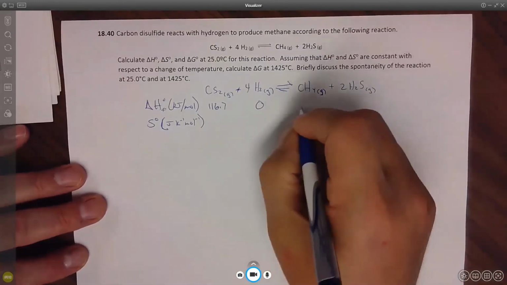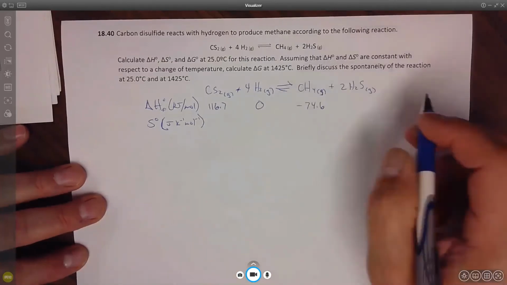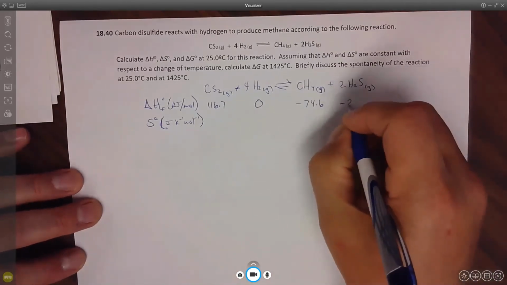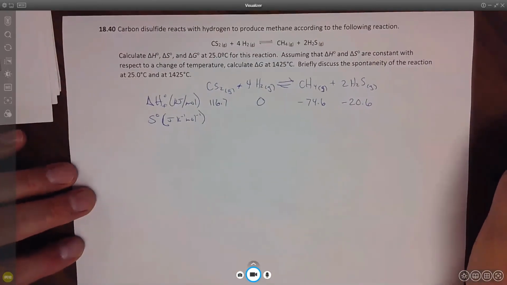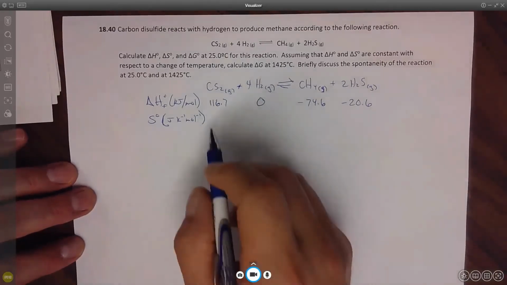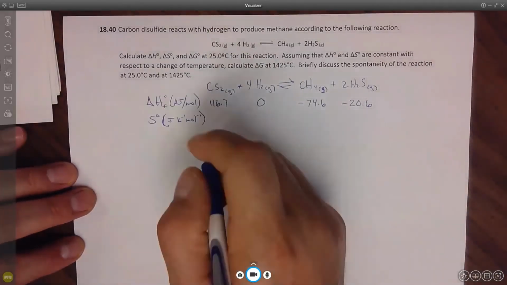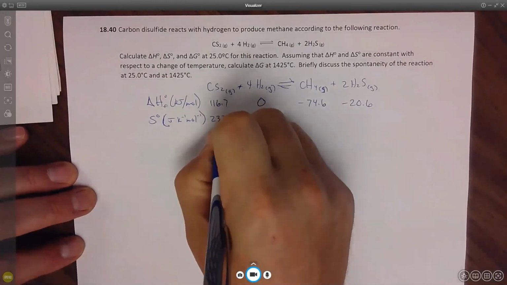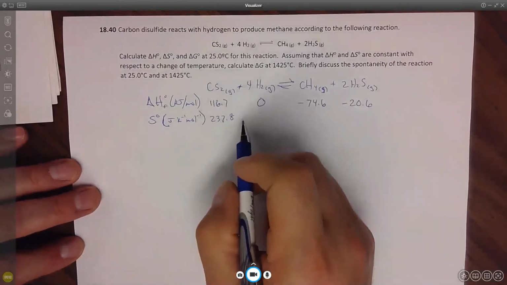For gaseous methane, that is negative 74.6, and for gaseous hydrogen sulfide, negative 20.6. I would have done both of these at the same time. So the absolute entropy was 237.8.